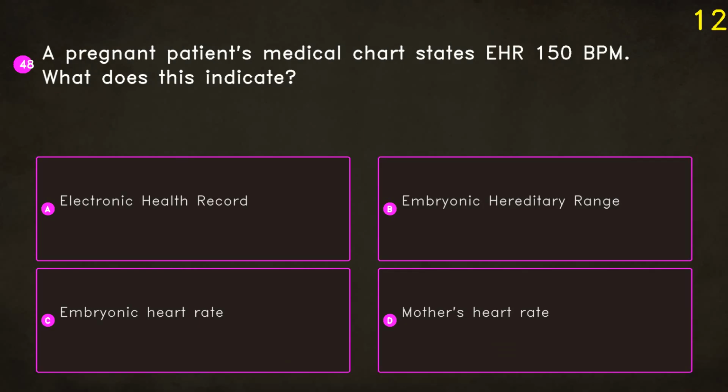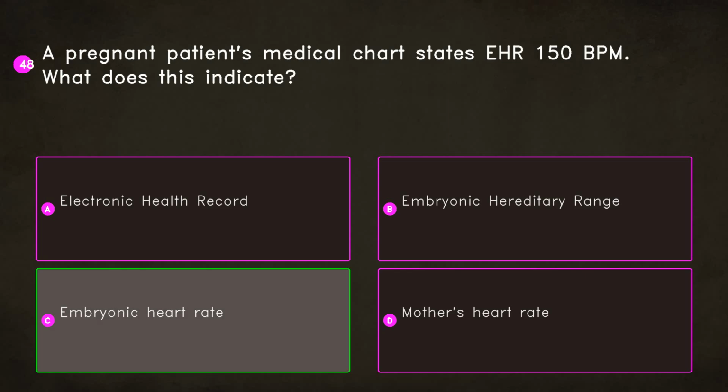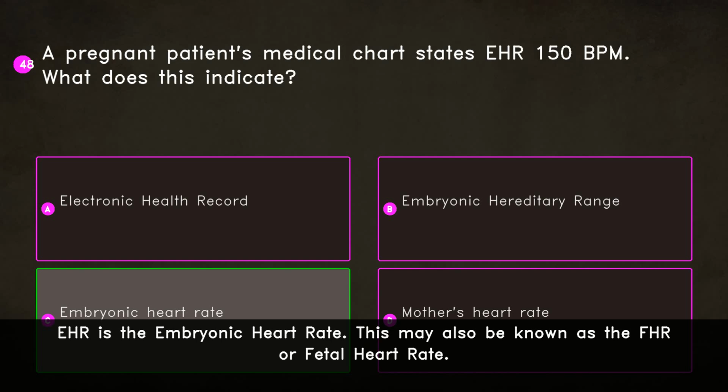Question 48. A pregnant patient's medical chart states AIR 150 bpm. What does this indicate? A. The electronic health record. B. Embryonic hereditary range. C. Embryonic heart rate. D. A mother's heart rate. The correct answer is embryonic heart rate. AIR is the embryonic heart rate. This may also be known as the FHR or fetal heart rate.